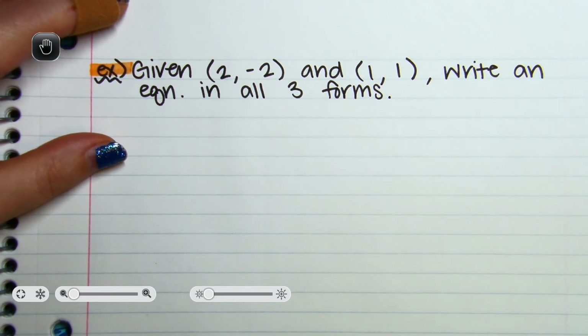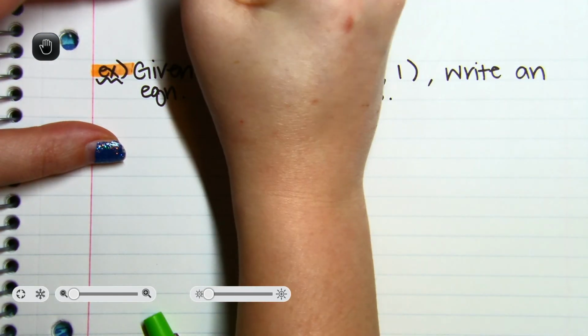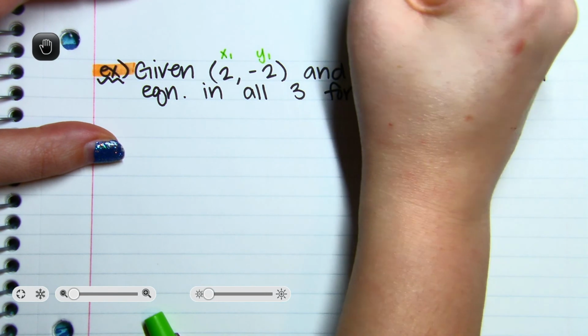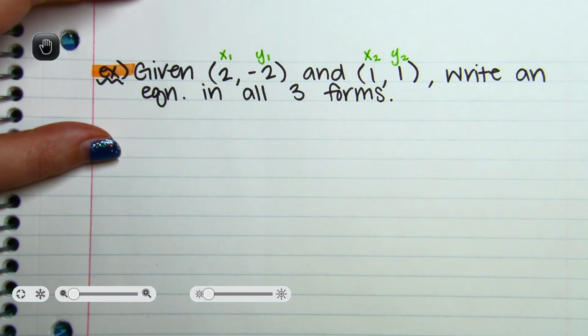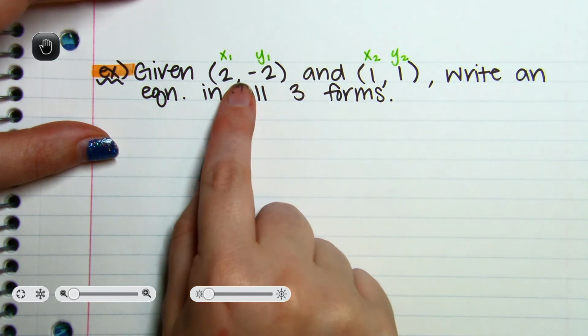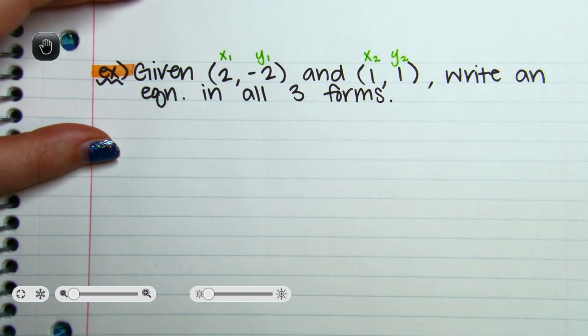All right, second example. When we are given these 2 coordinate points, we want to write the equation in all 3 forms again. Now the difference here is that we're not given the slope up front, we are given 2 points. So what I need to do is use my slope formula. So I'm going to label these as x sub 1, y sub 1, x sub 2, y sub 2. Now again, that's just a label to help us remember what goes where, but if you were to switch those and make this the x2, y2, and this the x1, y1, it doesn't matter, as long as you're consistent.